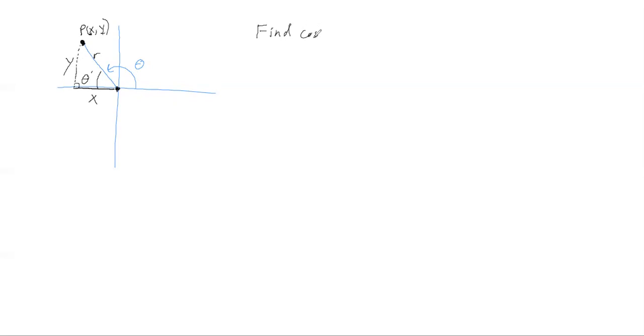Okay? Now let's find the cosine of theta and cosine of theta prime. Well, what's the cosine of theta equal to? We look at theta right here. What's the cosine of it? Cosine of theta is x over r, we said. Well, that's just simply whatever x is over whatever r is. Not a big deal.